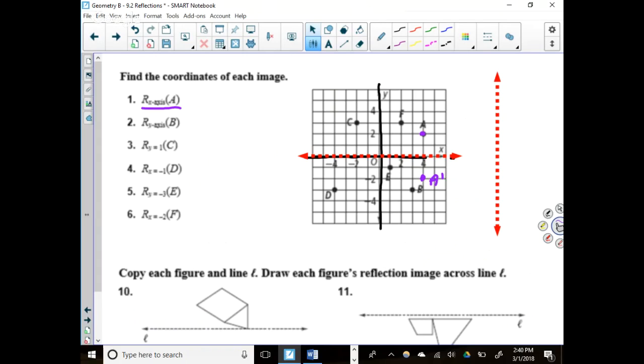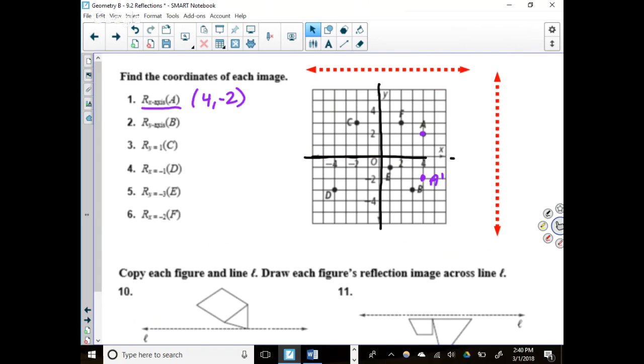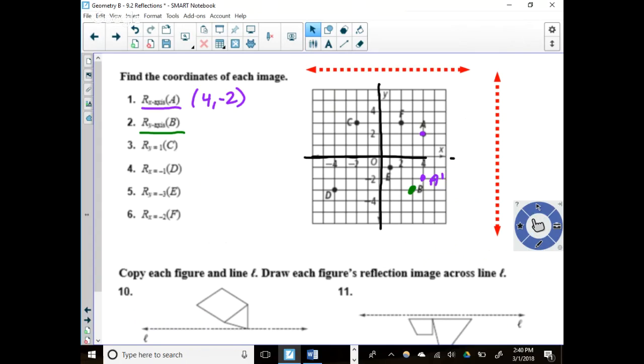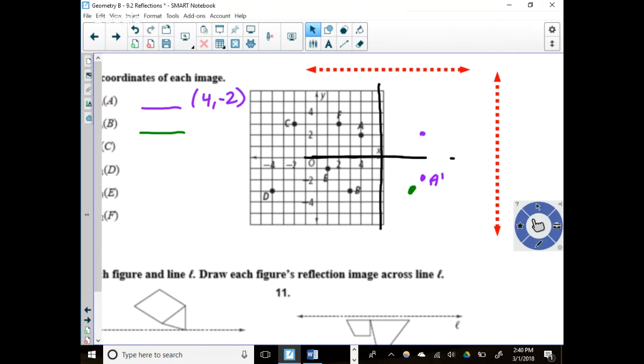Okay, so ladies, the question says, what are the coordinates? Again, we're reviewing. The coordinates are normal coordinates. So what are the coordinates of A prime? 4, negative 2. Okay? So again, I'm going to move that line of reflection each time so we don't get too confused with what we're doing. All right, so for B, we're going to take B, which is right here, and we're going to reflect that.